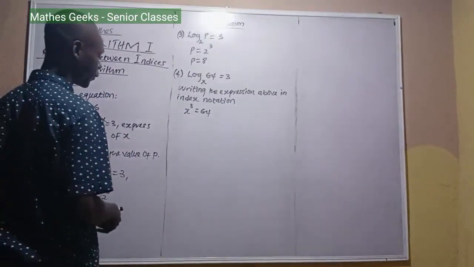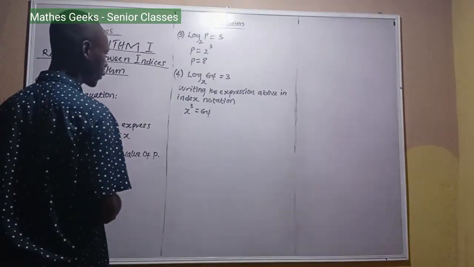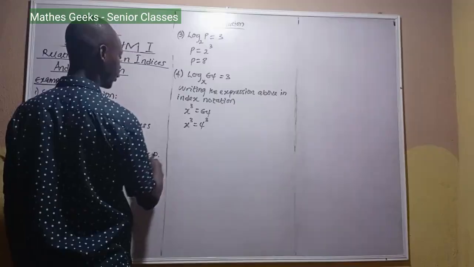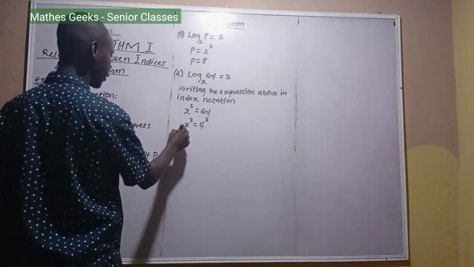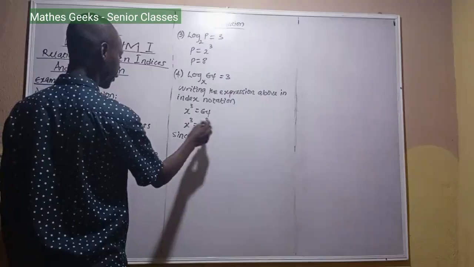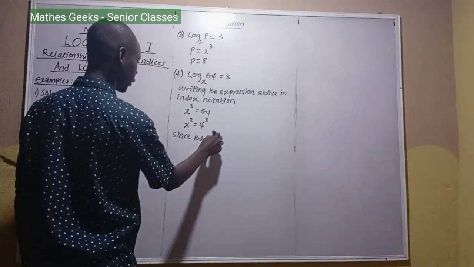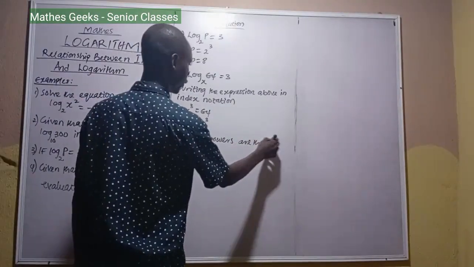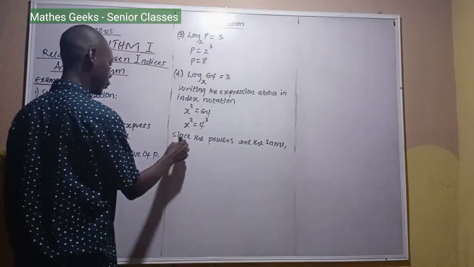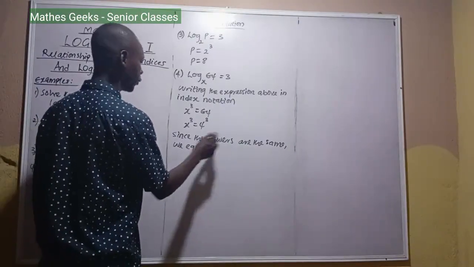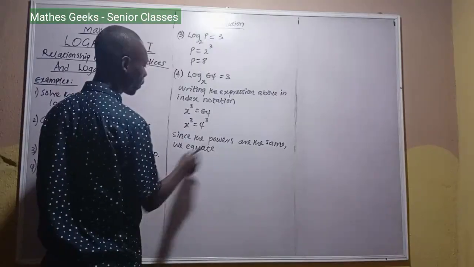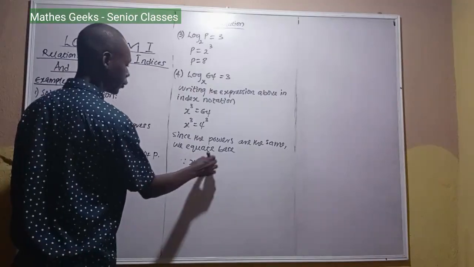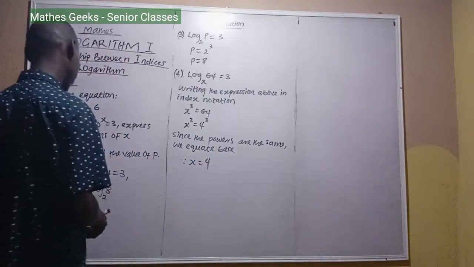Now 64 will give us x raised to the power 3 is equal to 4 raised to the power 3, and since the powers are the same, we equate the base. So therefore x is equal to 4. So x is equal to 4.